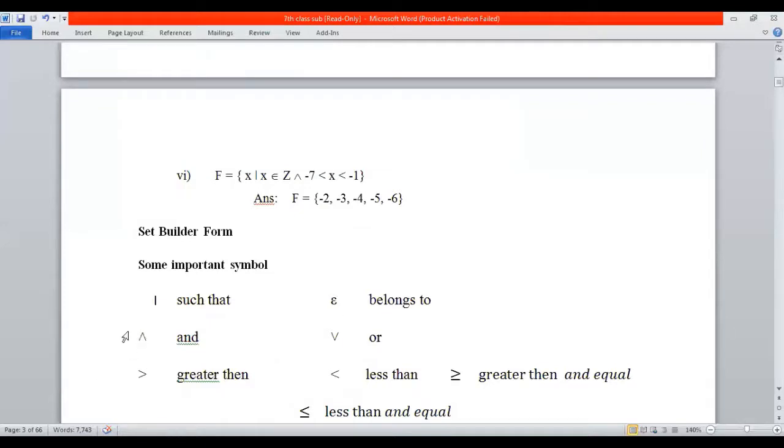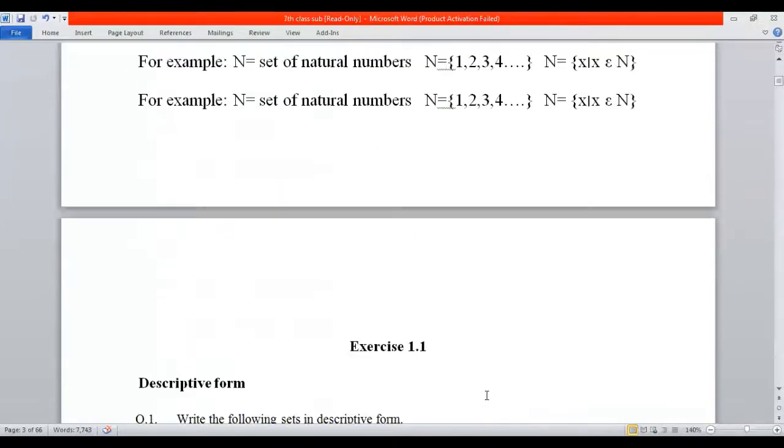This inverted V type symbol is used for and. And this V type symbol is used for or. This symbol is used for greater than, and this one is used for less than. If the greater than symbol has a line below it, it means greater than and equal. Similarly, if the less than symbol has a line below it, that is less than and equal.